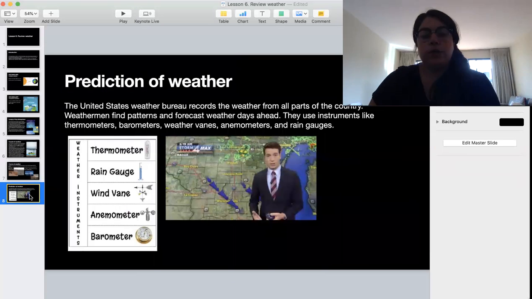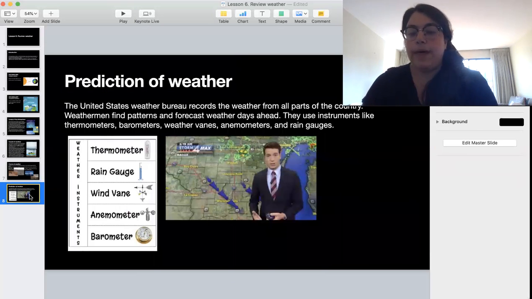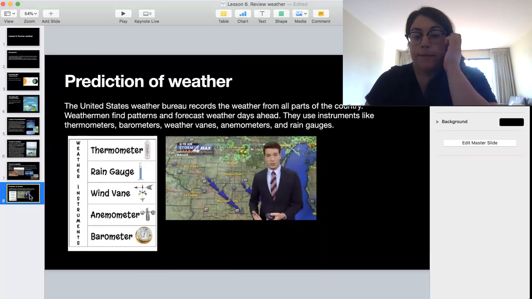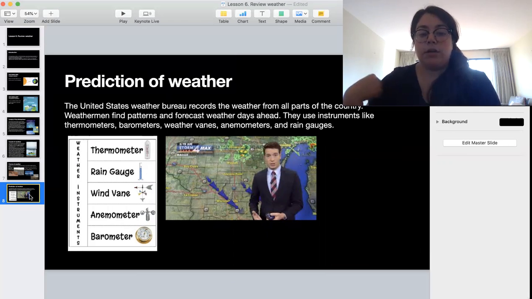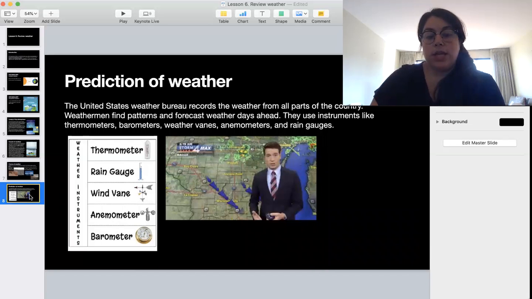And then you have something that is called prediction of weather. You have people that are constantly studying the weather, and they can know what the weather is going to be days ahead of when it happens. They use instruments like thermometers, barometers, weather vanes, anemometers, and rain gauges, different things to see how the weather is going, and they can warn you if a storm is coming or a heat wave is coming, okay?